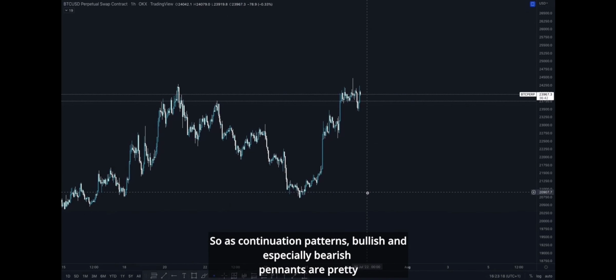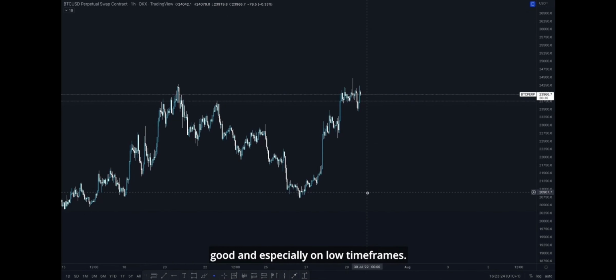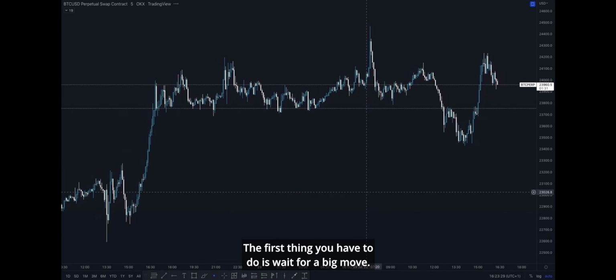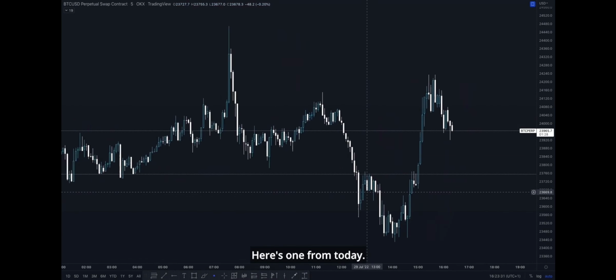The next one, the bullish pennant and the bearish pennant, they are super, super common in crypto and are something that I actually do believe has some validity. So as continuation patterns, bullish and especially bearish pennants are pretty good, and especially on low time frames. So let me go to a 5-minute chart and show you some. The first thing you have to do is wait for a big move. Here's one from today. There's a perfect one.